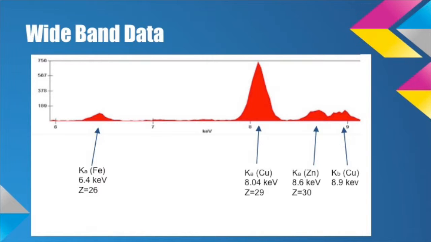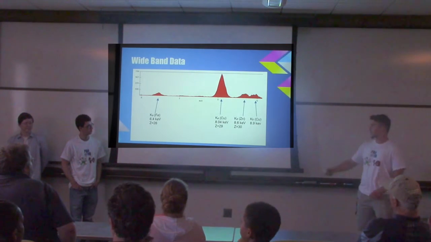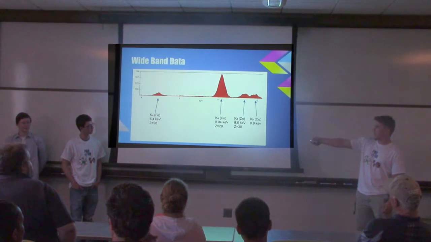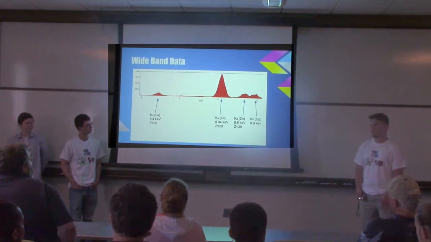Now iron has an atomic number of 26, denoted Z right under here. That basically means it has 26 protons, or positively charged particles, inside its nucleus. It emits X-rays at energies of 6.4 kiloelectron volts.